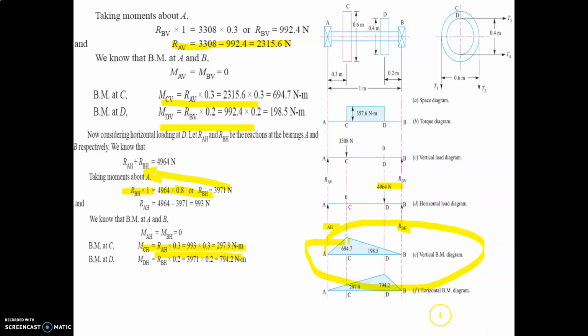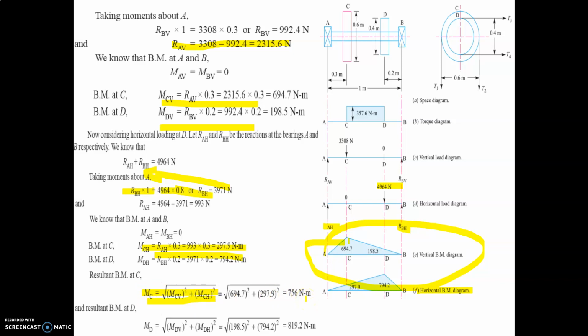We draw the diagram also. You need to find all the bending moments at each point because it is needed to find the resultant bending moment. Now the next target is to find the resultant bending moment at point C, because the summation of all loads will give you the resultant. So this formula helps us get the resultant bending moment at C, which is 756. In the same manner at D it is 819.